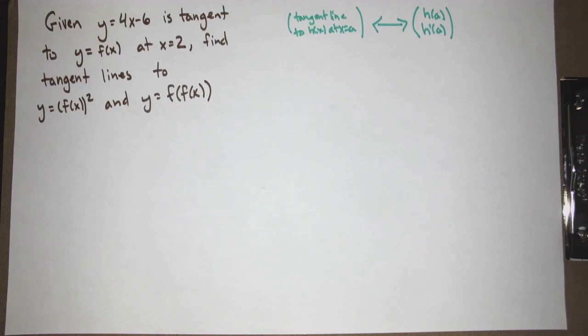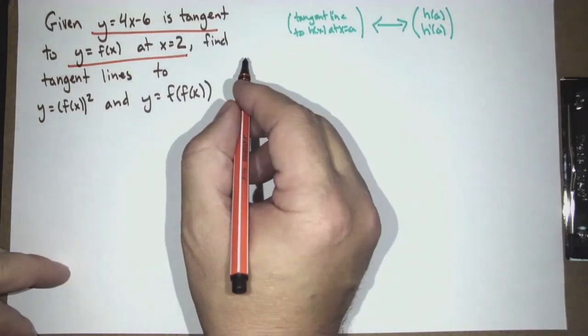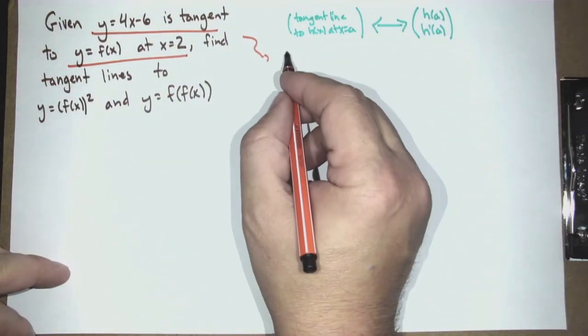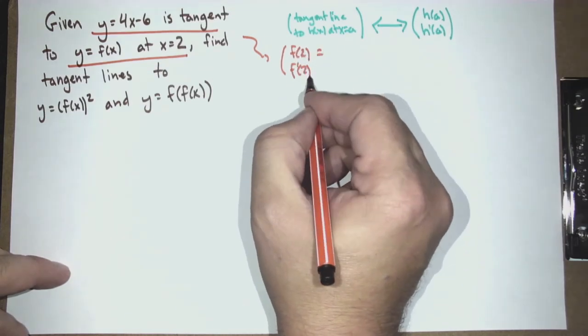So most problems can often be phrased as, I have a tangent line. Let me go to the pieces of information I have. Let me use those, and then I might go back to a tangent line. So let's practice going from a tangent line to information. So this first part, y equals 4x minus 6 is tangent to y equals f of x at x equals 2. That should tell us something about f of 2 and f prime of 2.